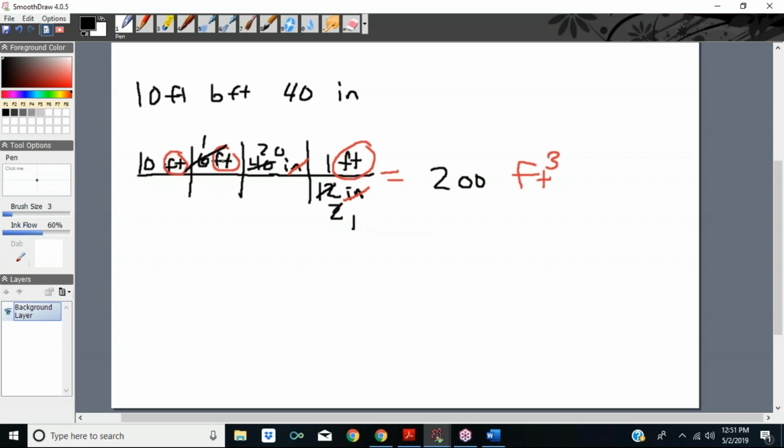So you could have done 10 times 6 times 40 divided by 12, and you would get 200 also. But if you do the 40 divided by 12 first and you get 3.33, and then you start multiplying by 10 and 6, then you're going to get some decimal, and it's not going to quite be 200.